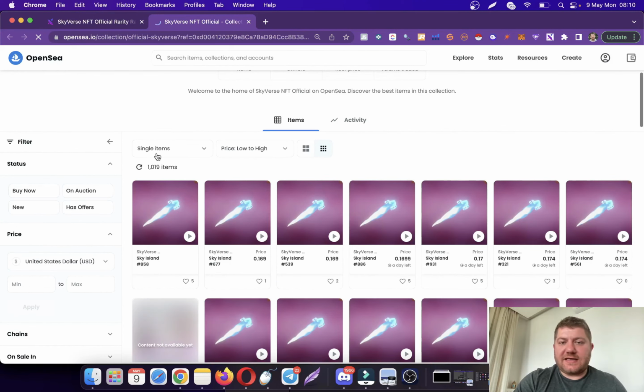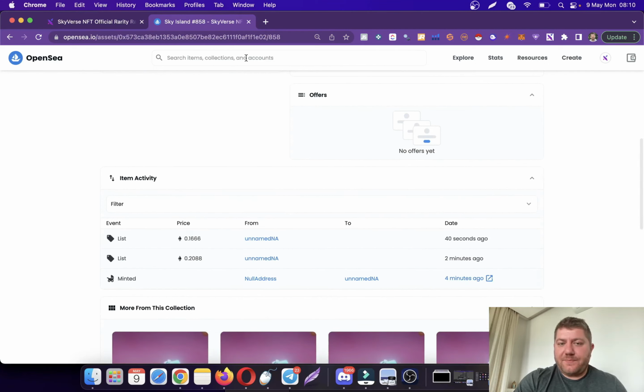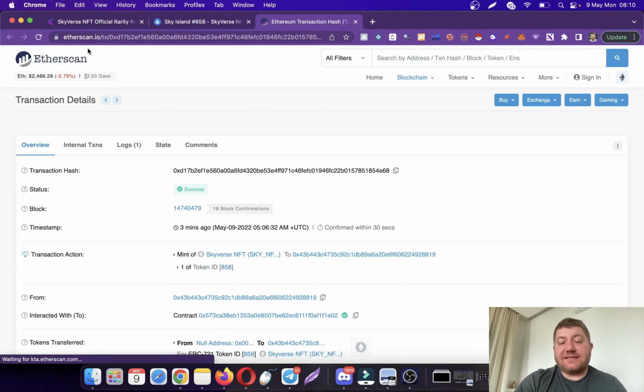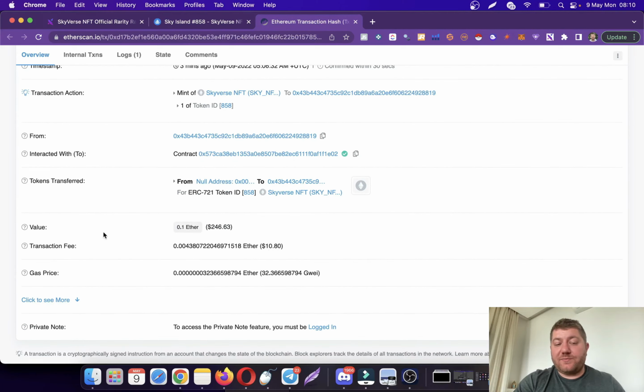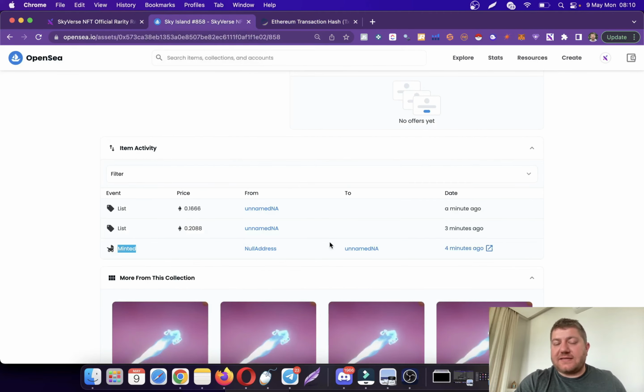So as you see, these items have just been minted. And how do I know this? If you go to the NFT page, you see it's saying it is minted 4 minutes ago. You see, from null address, this is the user. And if you really want to, you can go ahead to Etherscan and check the value of the initial mint, and how much the person paid in gas. So this is basically what a mint is. When a project is first published, in most cases, it is going to be a mint just like this.